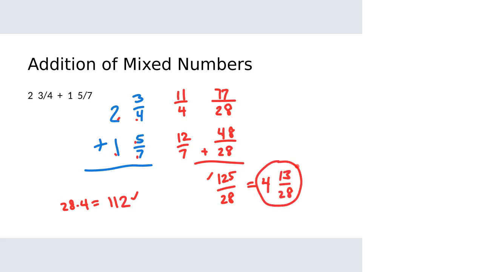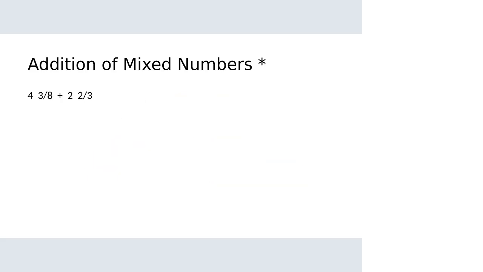I better get the same answer I got the other way because they both work. And either way, I got 4 and 13/28. Either approach is completely fine. Let me know if you have any questions about those. Okay, very good. Here goes. You try one. 4 and 3/8 plus 2 and 2/3. I'll set up a poll for this.